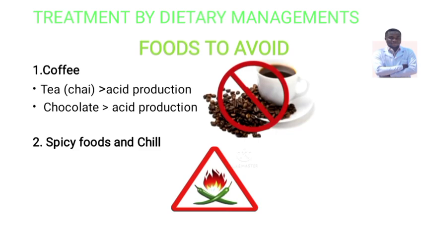Patients with PUD, peptic ulcer disease, have to avoid tea, coffee, and chocolate because they increase acid production in the stomach. When acid production increases in the stomach, the acid can cause ulceration of an ulcer. Therefore, we have to avoid it.